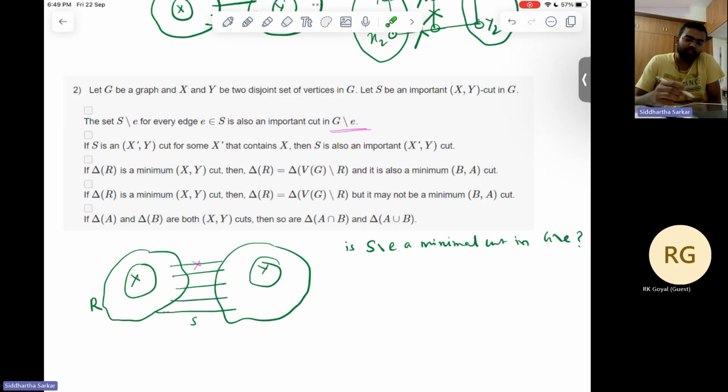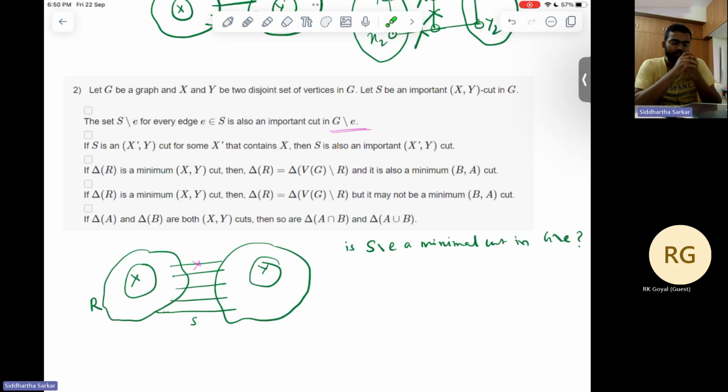I am saying that because S is an important cut, it is also an inclusion-wise minimal cut. That means whatever the edges are there in S, they form a minimal cut. That means if you remove even one of these edges and declare that the remaining edges, one less than mod S, form a minimal cut, then that is not true, because by definition it's a minimal cut.